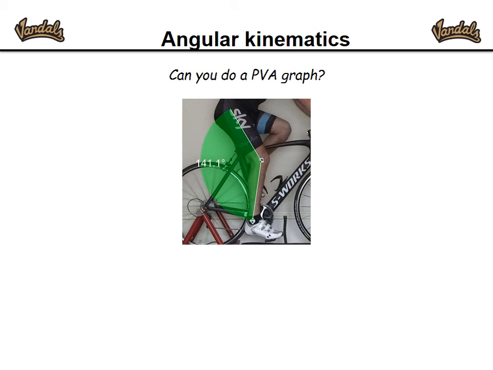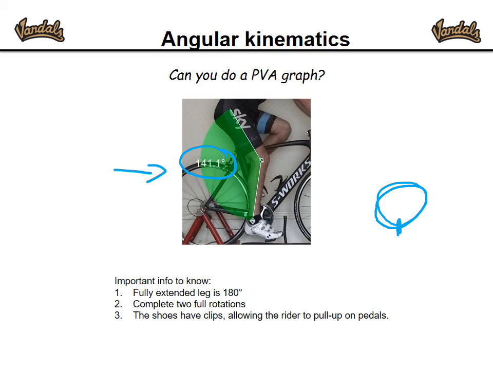So now I want you to practice. Think about this before you go forward. Can you give me a PVA relationship of the knee joint angle with 141 degrees as the starting position in the downward stroke, if we started down, went clockwise, and stopped? Okay, so here are some stipulations I want to give you.